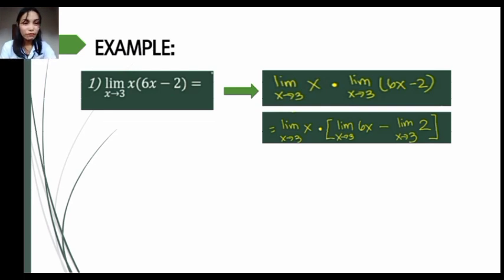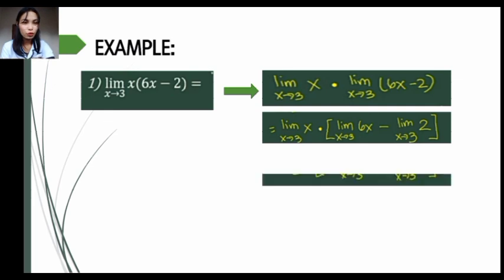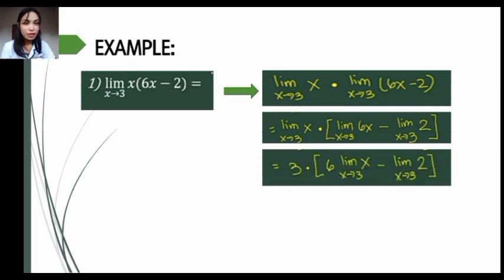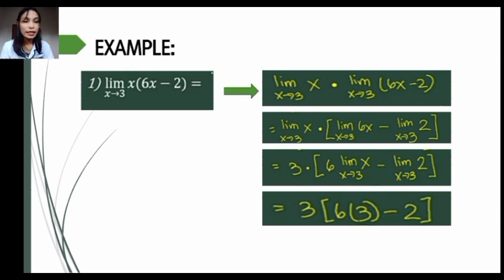Notice that the limit of our first term is equal to 3, while for our second term, the limit of 6x as x approaches 3, we have to use the constant multiple rule, and for the last term, we have to use the constant rule. So 3 times 6 times the limit of x as x approaches 3, minus the limit of 2 as x approaches 3. So it will become 3 times (6 times 3 minus 2). It is 3 because the limit of x as x approaches 3 is equal to 3, minus 2 because we have to incorporate the constant rule.